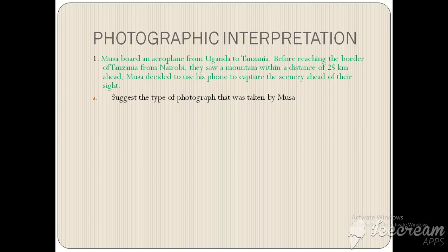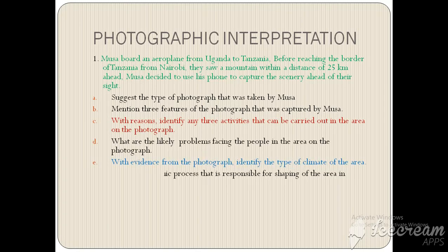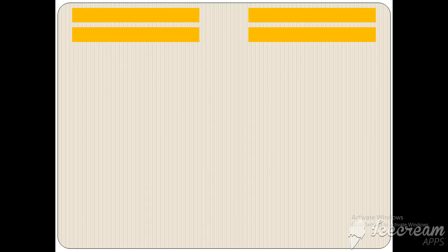photograph. So I think many students, it was very hard for them to determine the type of photograph, but the instructions are very clear. Musa boarded an aeroplane. They were in the aeroplane in the air. They saw a mountain within a distance, and Musa pulled out his phone to capture the scenery or to capture the mountain. So now suggest the type of photograph.